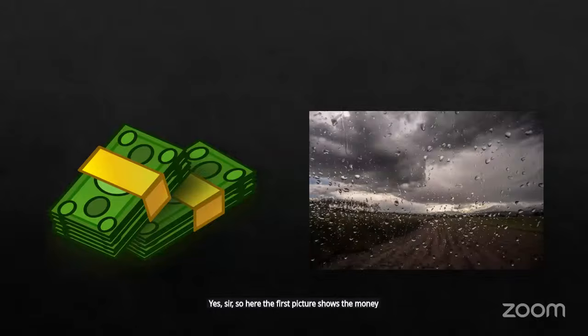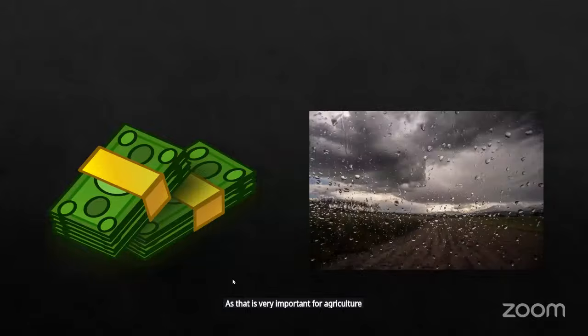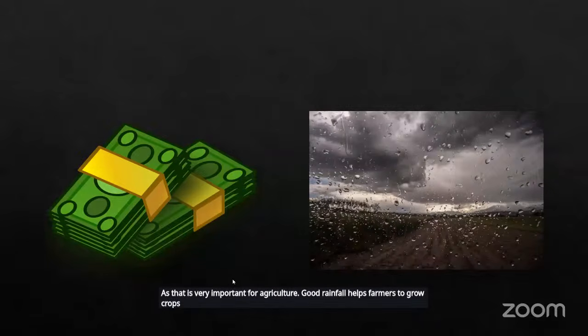So here the first picture shows the money. Money is important for fulfilling our needs, and money should be earned honestly. And the second picture shows rain and weather conditions. Rain is very important for farmers, as it is very important for agriculture. Good rainfall helps farmers to grow crops. Both money and rain are very important for India's growth and economy. Thank you, sir.